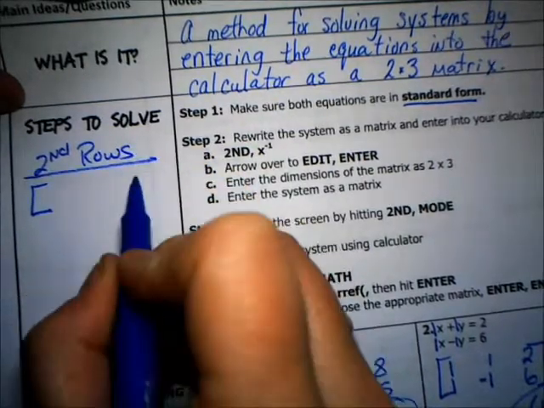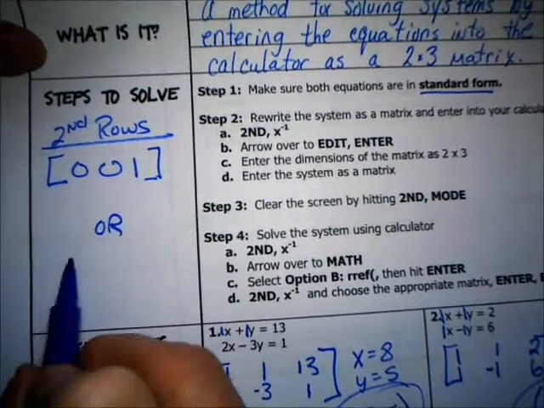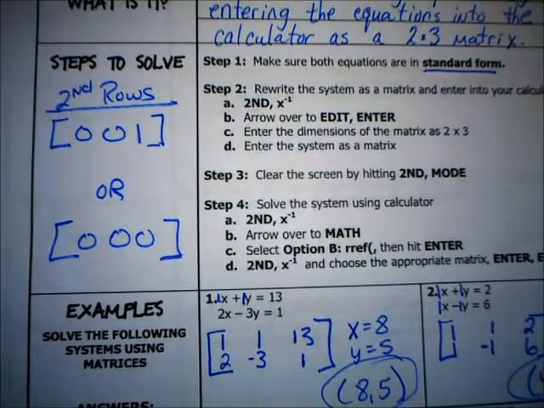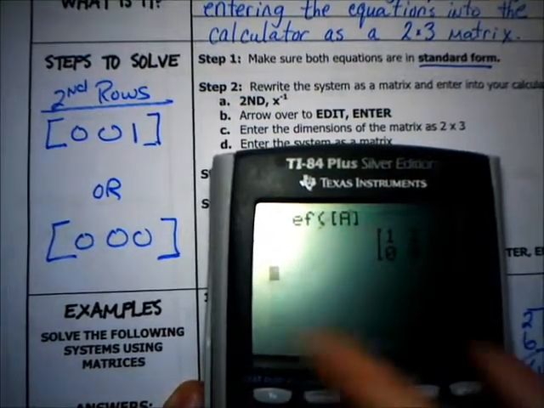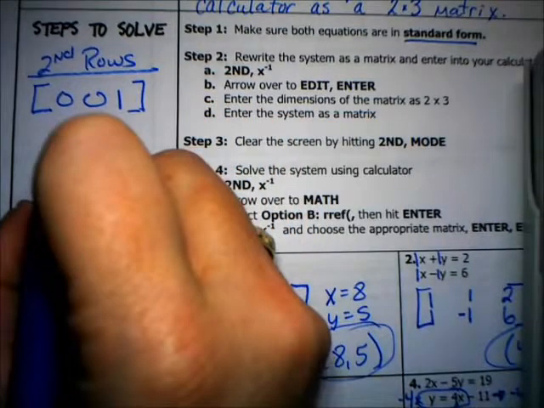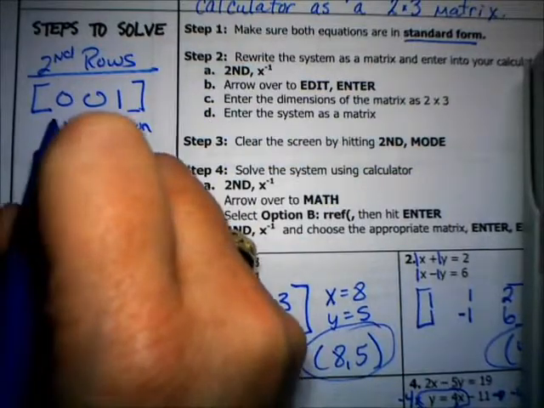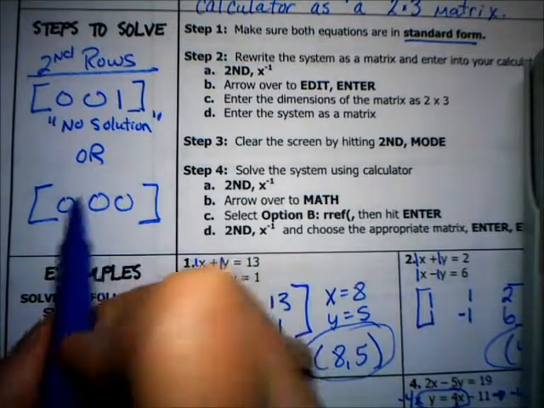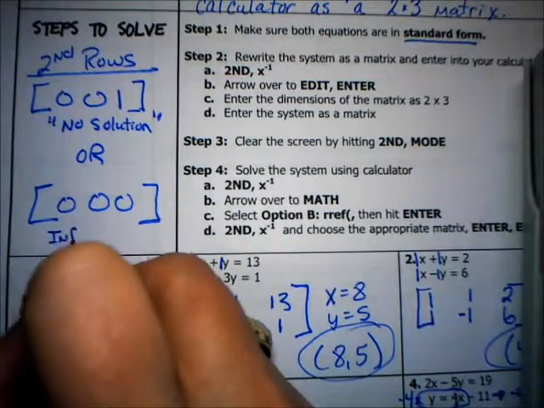Second rows only. Okay, if I have a 0, 0, 1, or I have a 0, 0, 0, that means something very, very special. Let me get that line off my calculator. When I have a 0, 0, 1, that means I have a no solution. This is one of those special equations where they never intersect each other. When I have all zeros, that means it's identical, so that means this is an infinite.